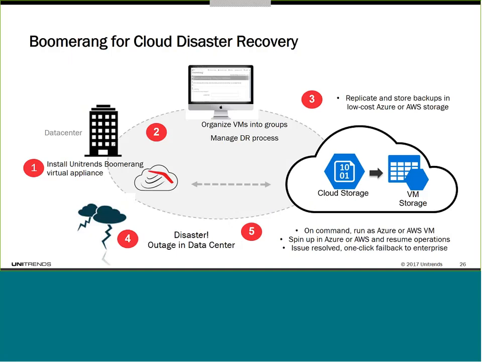It allows you to migrate and replicate your VMware VMs to Amazon AWS or Microsoft Azure. You can organize them into groups, and you manage the DR process. It replicates to the lower cost Azure or AWS storage. If you have a disaster, you have the ability, on command, to run those VMs as an Azure or AWS VM.